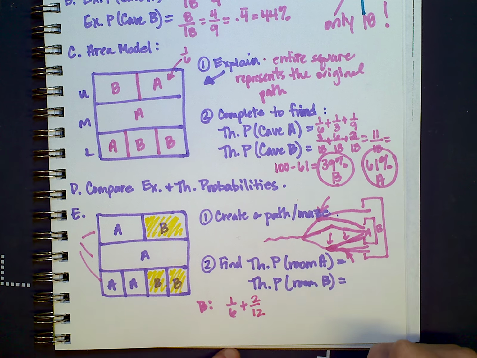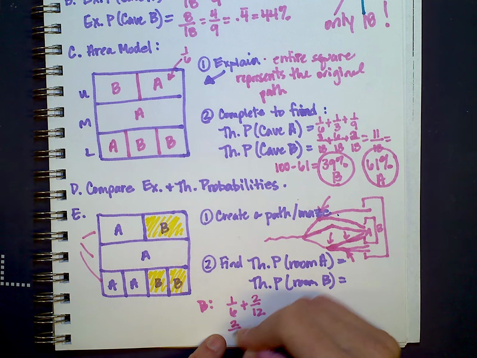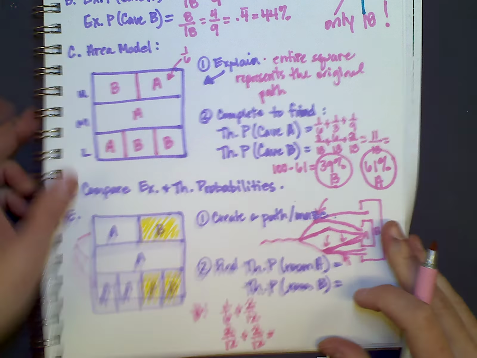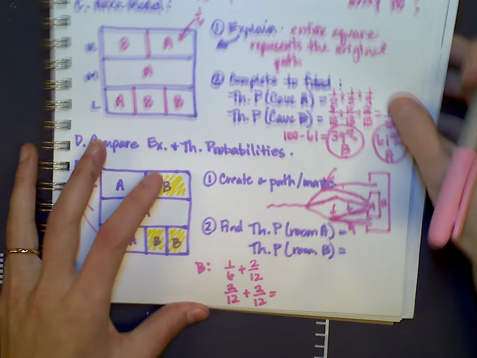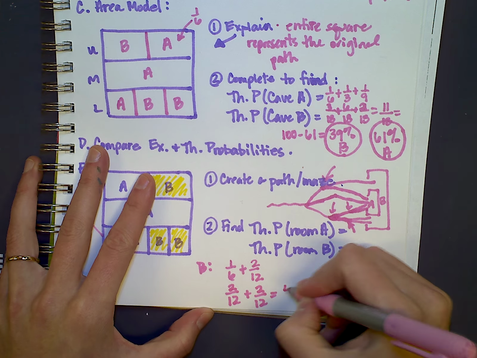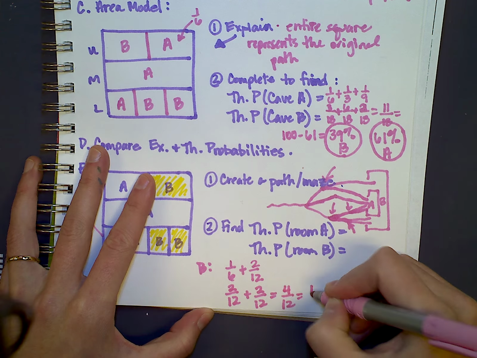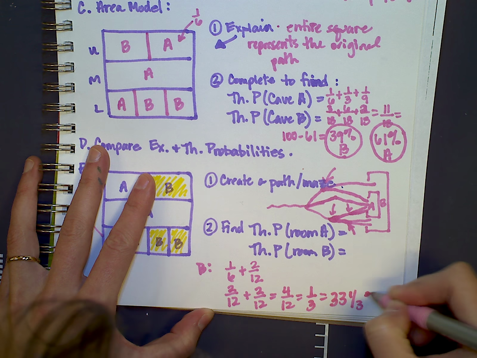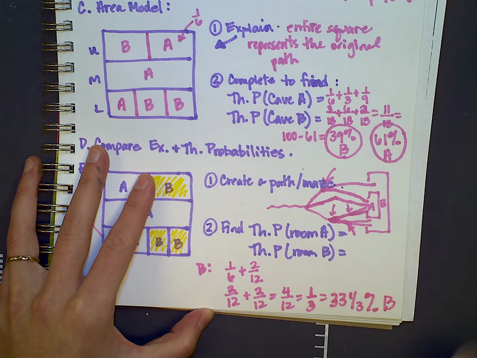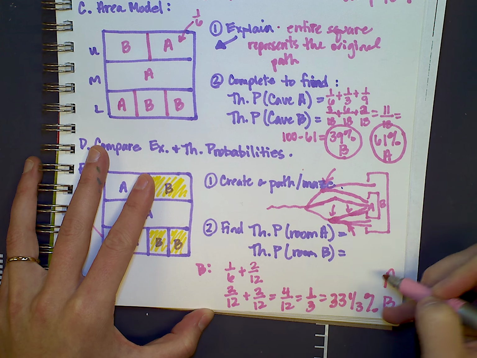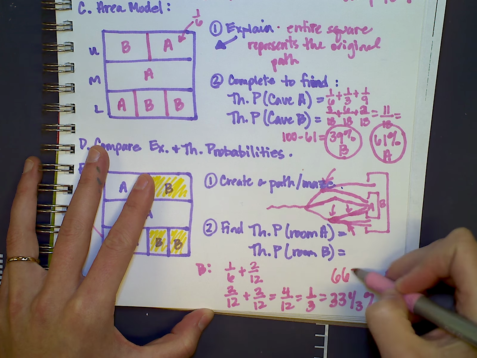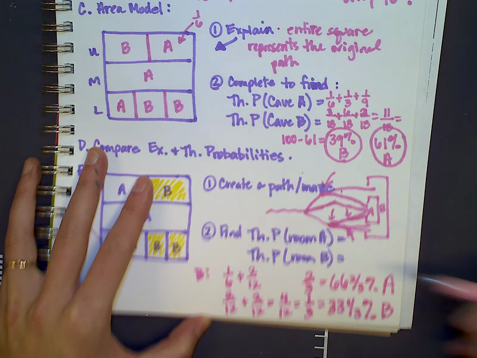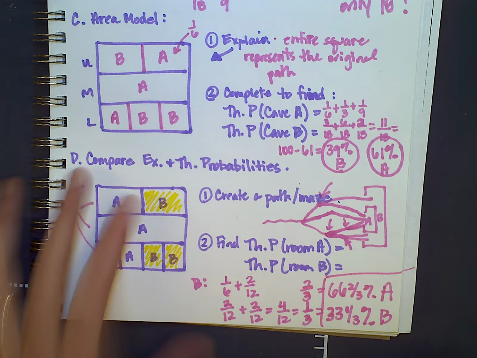So I'm just going to rewrite this whole thing. 1/6 is also known as 2/12, plus I'm adding 2 more 12ths, and 2/12 plus 2/12, of course, is 4/12, which is the same as 1/3, which we all know to be 33 and 1/3%. So if that's B, then I know A is going to be, I'm working backwards here, 66 2/3%, also known, of course, as 2/3. So those are my final answers.